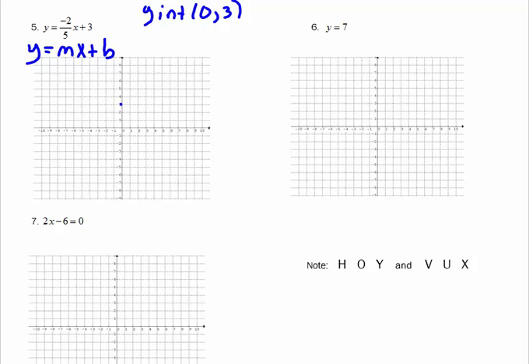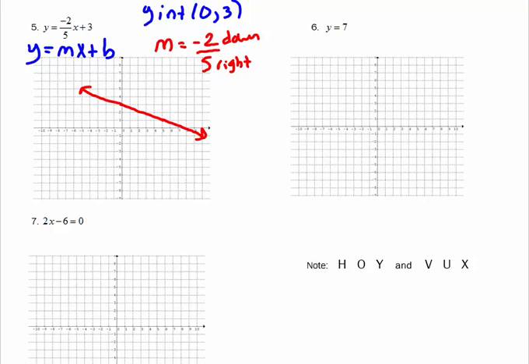Now we'll look and find our slope. Our slope is -2 over 5. The -2 would tell me to go down, the 5 would tell me to go to the right. So from the starting point of 3, my y-intercept, I'll go down 2 and to the right 5. So down 2, right 5 would give me that next point. I'll connect them, draw my arrows, and there's the equation of my line.